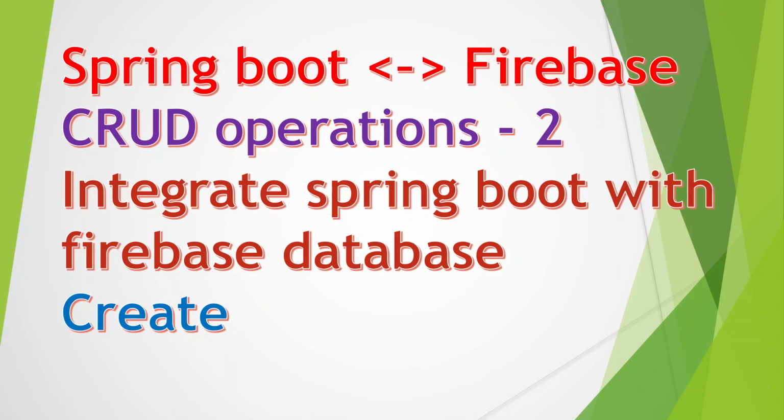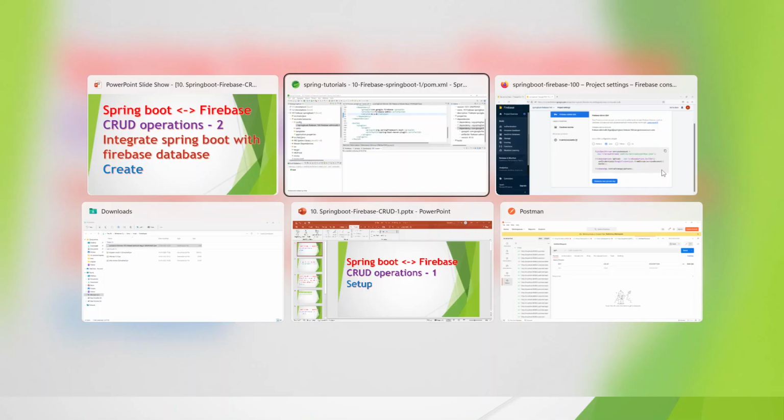In the last video, we saw how to create the Firebase project, create the Spring Boot project, and configure the Firebase secret file in your Spring Boot project. In today's video, we will make use of that JSON file which was generated in the Firebase console, create a connection to the Firebase database, and also create a record in a collection in the Firebase database. That is the agenda for today's video. Let me start with that.